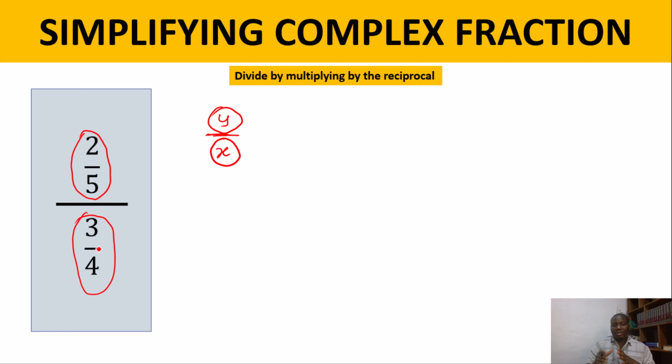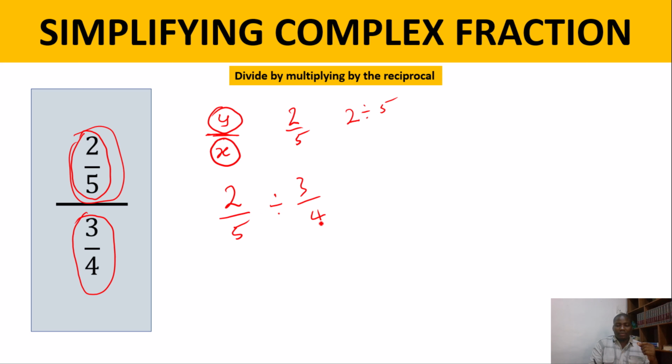I want you to recall that when you have a fraction, the whole idea of a fraction is that it's like a division in disguise. For example, 2 over 5 is the same as saying 2 divided by 5. So if we have all of this divided by the denominator we have there, then we can rewrite it as 2 over 5 divided by 3 over 4.